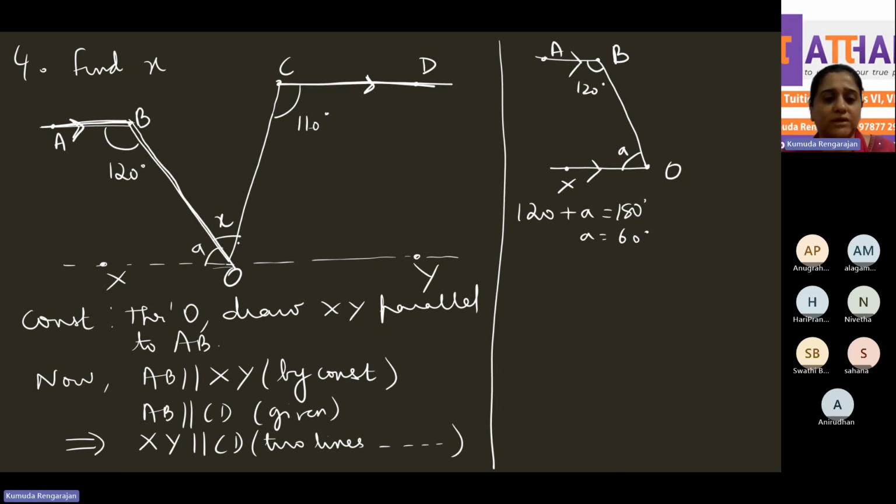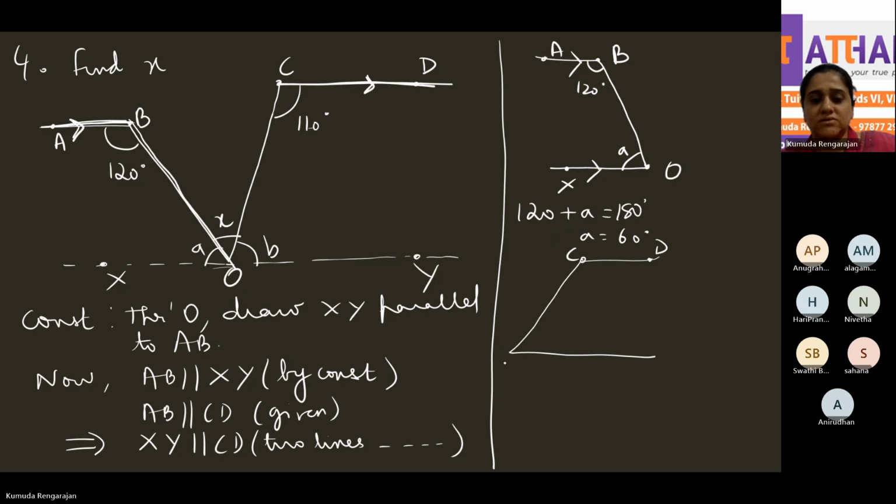Next we have to find B. We'll mark this as B. Look at the figure. We have CD, we have the transversal CO, and we have OY like this. So here we have 110, and here we have B. Again, CD is parallel to XY and CO is the transversal.